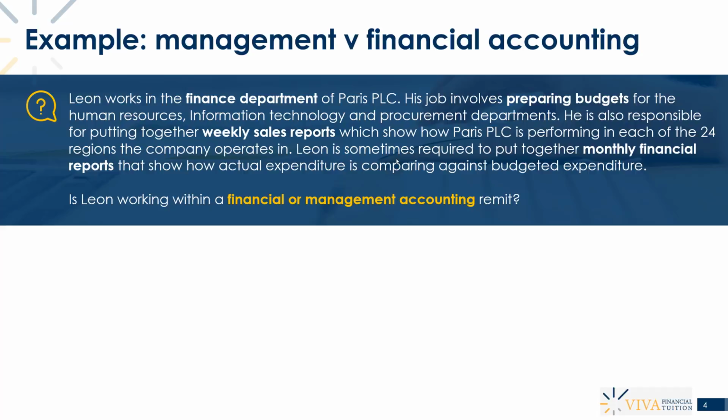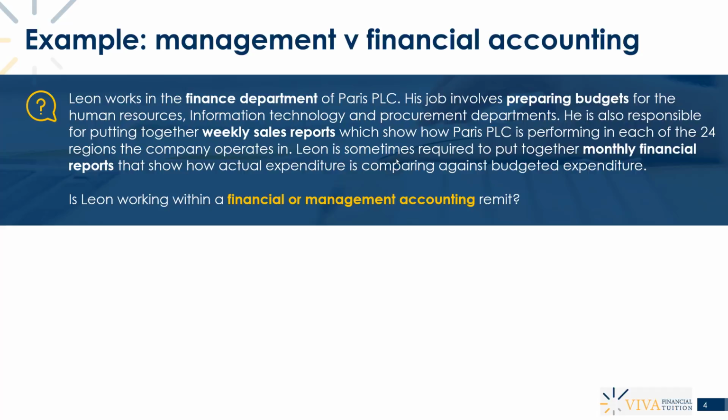So look at the question, and there are some clues there, which are already highlighted for you. But if we break the question up into smaller pieces: Leon works in the finance department, so that's fine. His job involves preparing budgets. You might remember in the last slide I discussed that a budget is very much a management accounting type of report. The reason for that is a budget looks into the future, and it's not necessarily based on just financial information. These are two criteria that would suggest that Leon's working in the management accounting remit rather than the financial accounting remit.